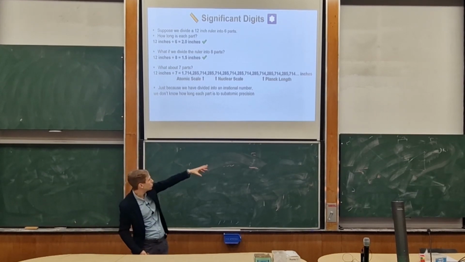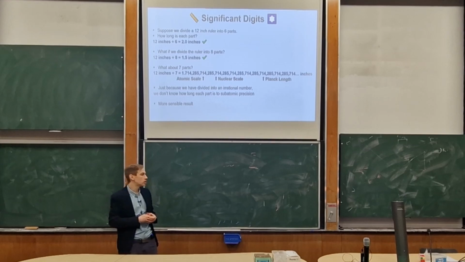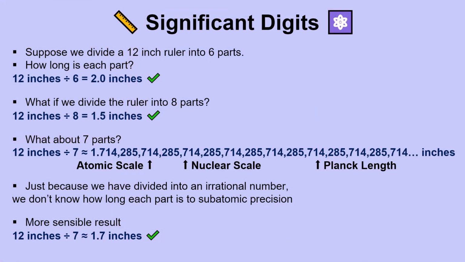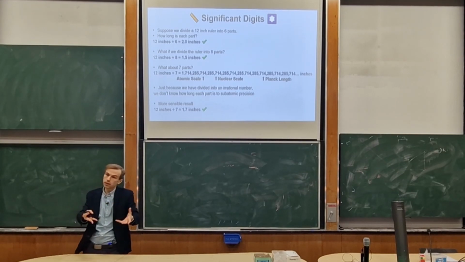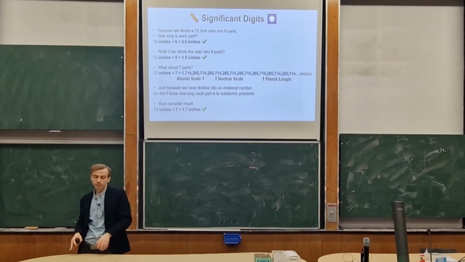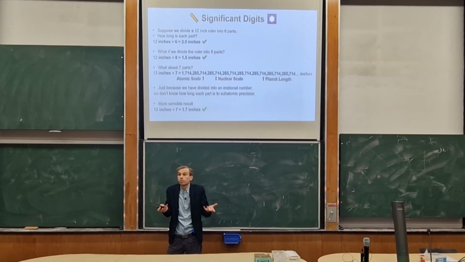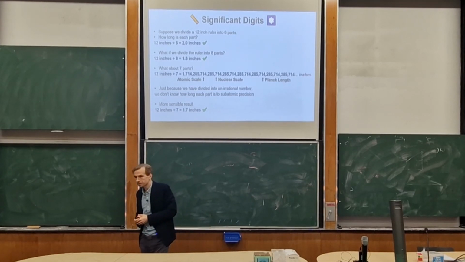So clearly this huge number, it's kind of ridiculous. A more sensible result would just be, 12 divided by 7, it's going to be about 1.7 inches. So we don't get more precision than when we're looking at dividing the ruler into 6 parts or 8 parts. That's the fundamental idea that we need to bear in mind whenever we're doing any calculations.